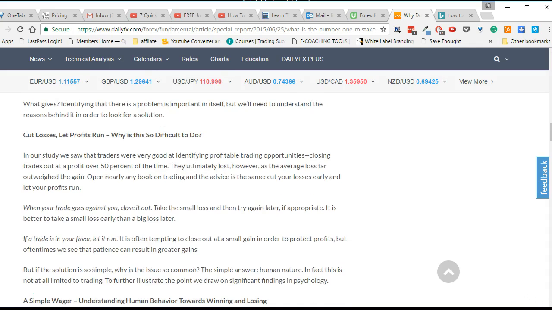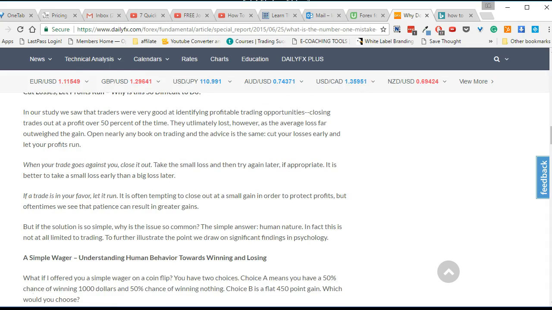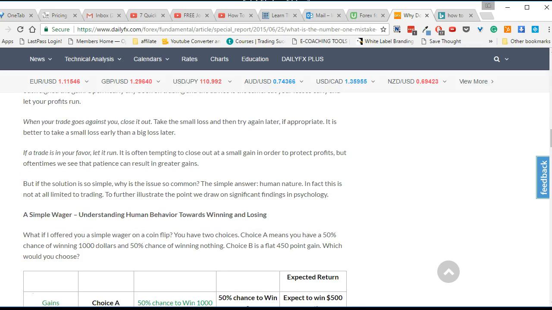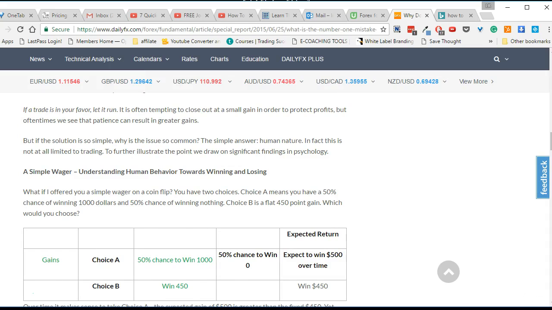So it says cut losses, let profits run. Why is this so difficult to do? So when your trade goes against you, close it out. Take the small loss and then try again later if appropriate. It is better to take a small loss early than a big loss later. And if a trade is in your favor, let it run. So this sounds very, very simple, but it's not simple. And the reason is human nature.